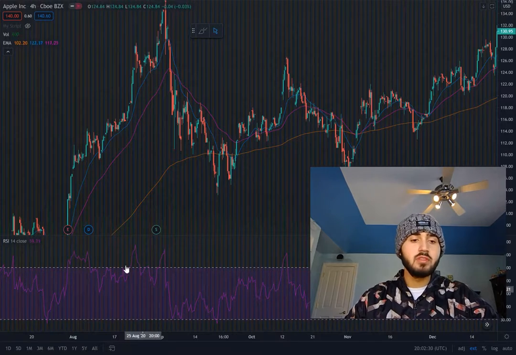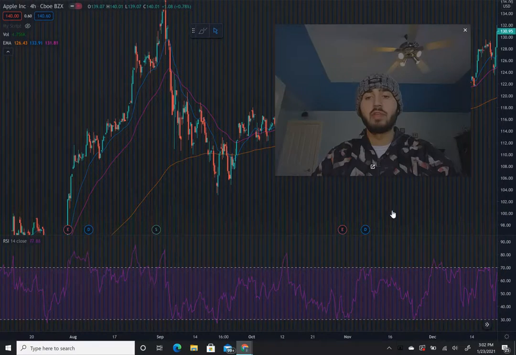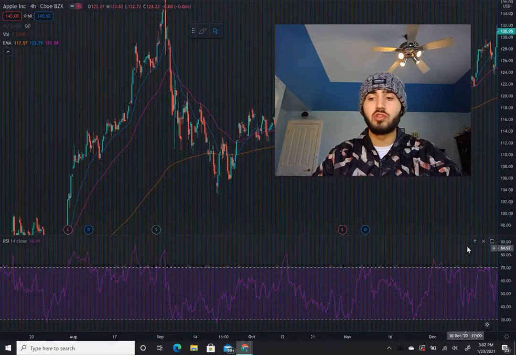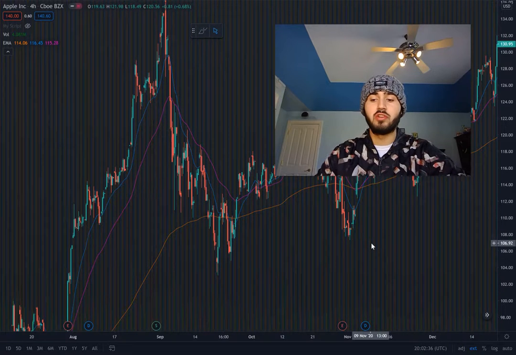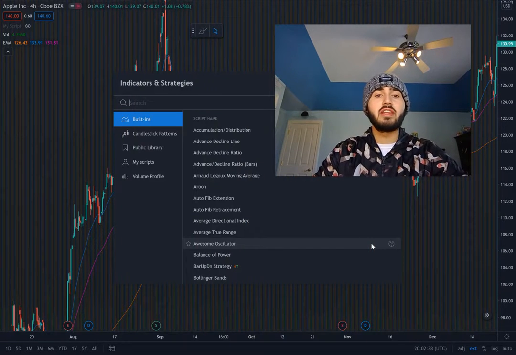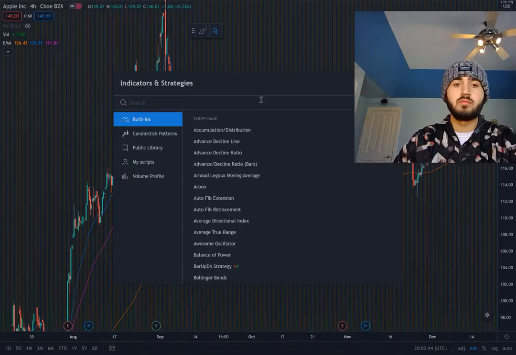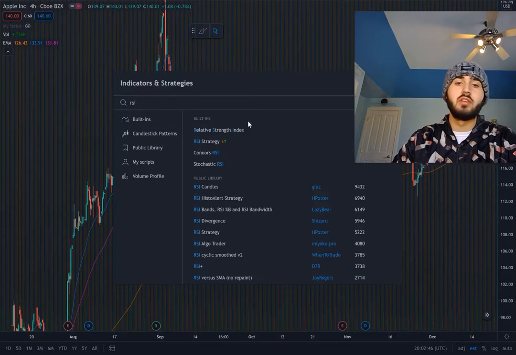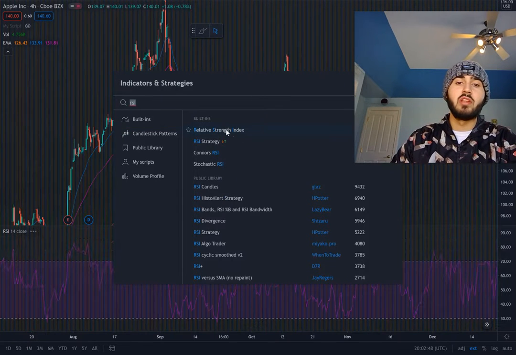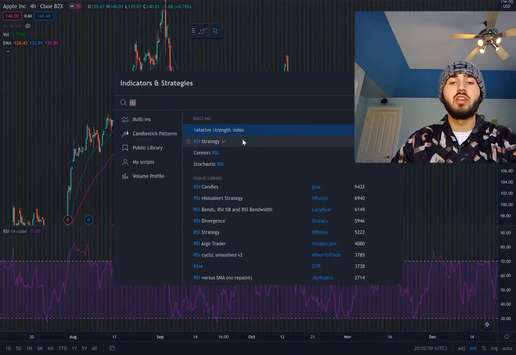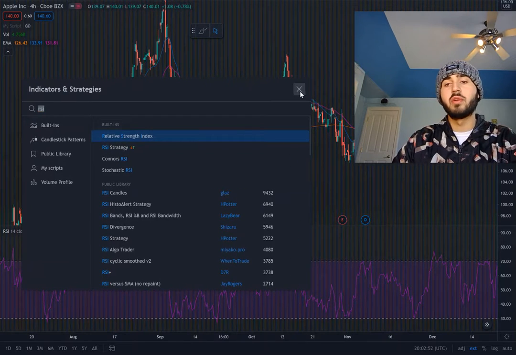Down below here, I have the RSI already loaded up. If you just want to load it up on TradingView, I'll show you how to do it. Get your indicators and strategies out, and then just search up RSI. You just add the Relative Strength Index, not the strategy. Never add the strategy. I don't know why they would ever put up the strategy.